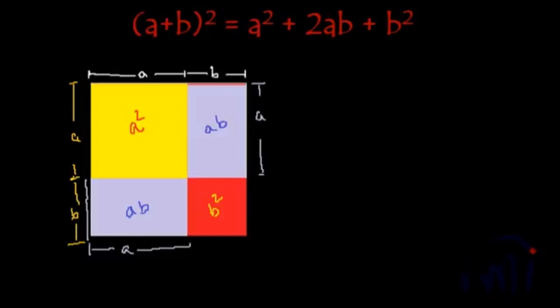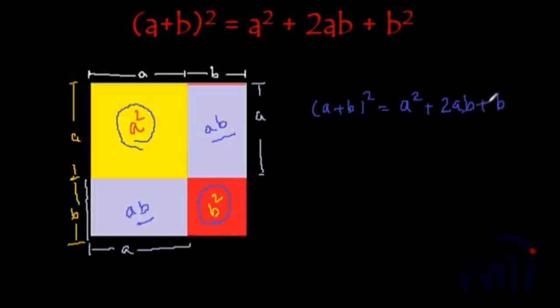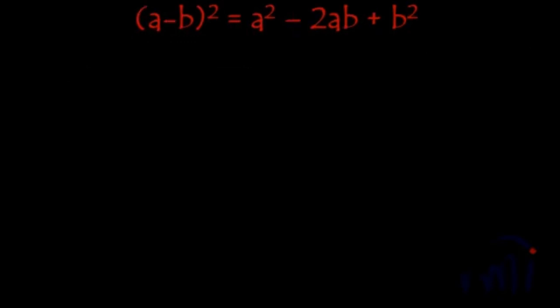So what is this? The area of a square whose one side is equal to a plus b will be (a plus b) whole square, and this is equal to a square plus one ab, and this is one more ab, that is 2ab, plus b square. Right? So this is the geometrical representation of (a plus b) whole square.